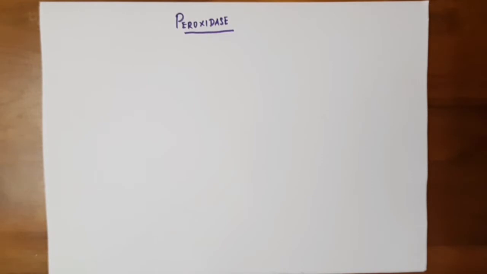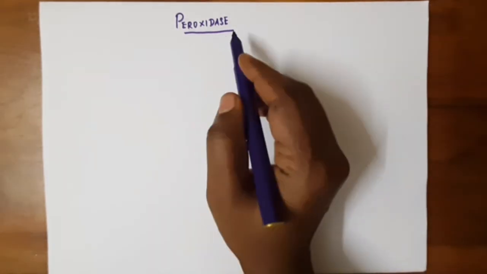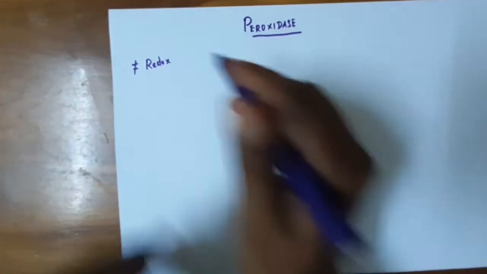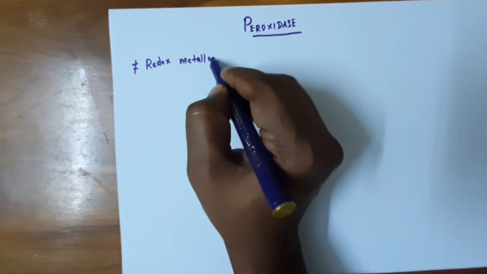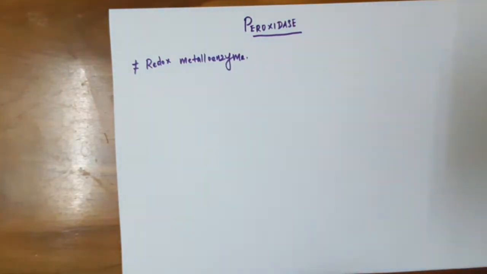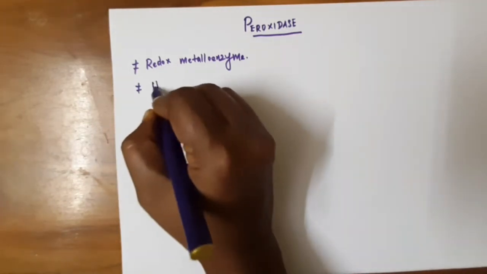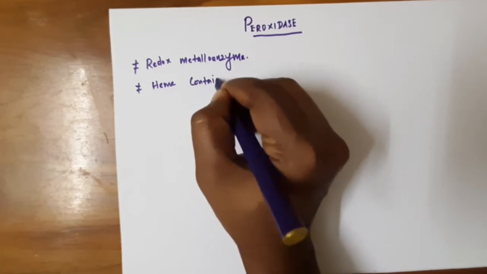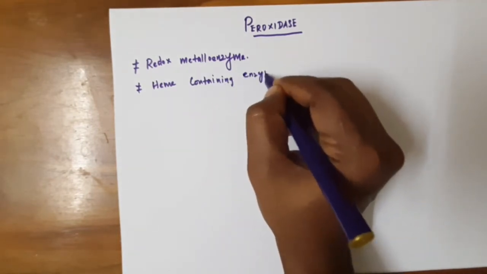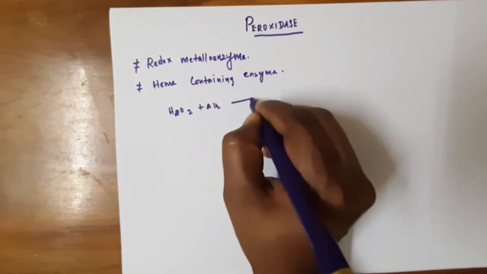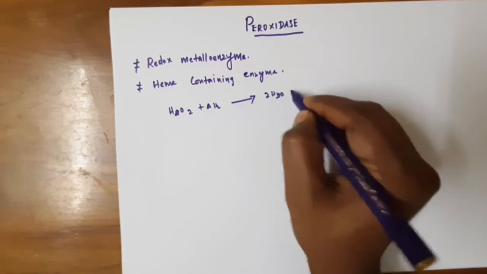In this lecture we are going to discuss the peroxidase enzyme. It's an example of a redox metalloenzyme. And again it is a heme containing metalloenzyme, which is essential to decompose hydrogen peroxide, which is very toxic. It is a heme containing enzyme which is used to decompose the hydrogen peroxide to water molecule.